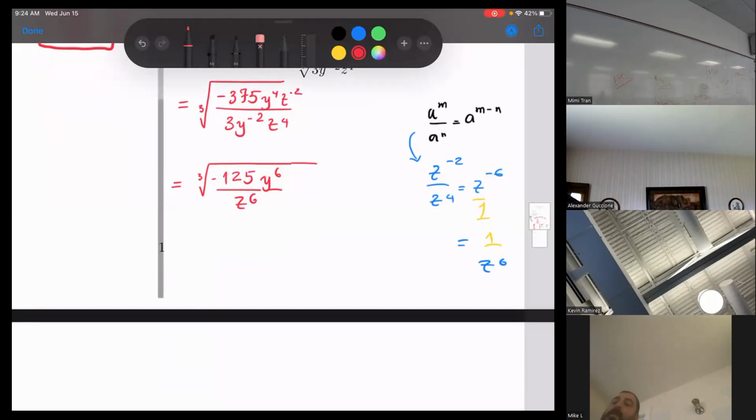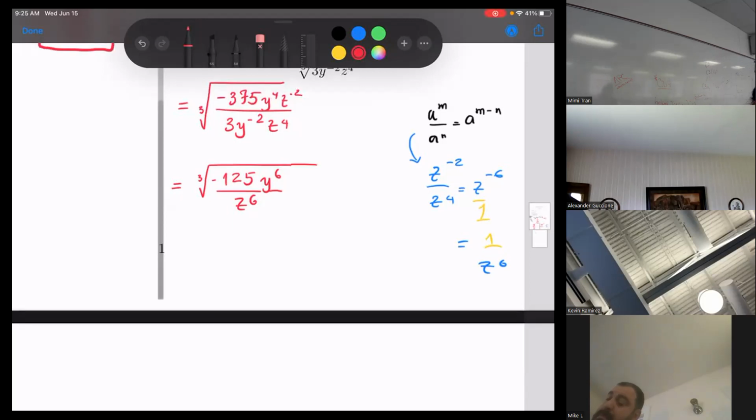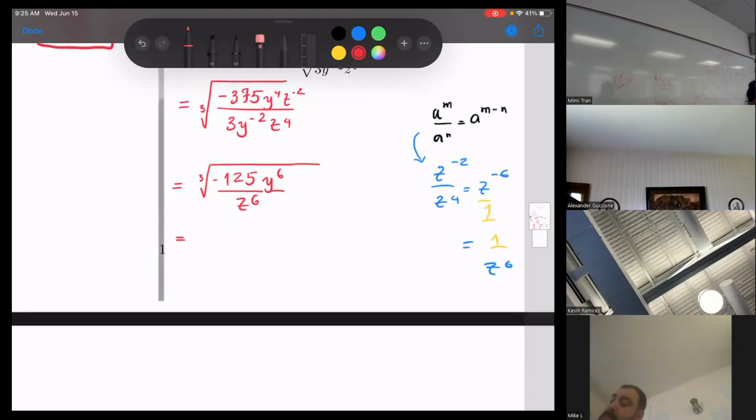I'll tell you this, just because it's quick. If you move the letter, you move the power up and down, you should change the sign. Does that make sense? You move the negative 2 up top, you change it to positive 2. You move the negative 2 z down, you change the sign. Kind of like when you move between the left-hand side and right-hand side of an equation, you change the sign. Okay. What is the cube root of negative 125?